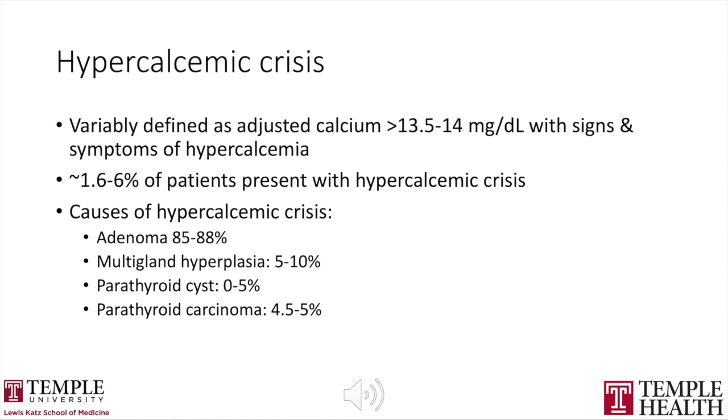You can also have parathyroid carcinoma. And this happens in about 4.5 to 5% of patients with hypercalcemic crisis. So it's important to note that while any patient having hypercalcemic crisis should trigger your thought process to worry about parathyroid carcinoma and treat the patient almost as if they have it, it is still important to recognize that this is still very rare, and the majority of patients with hypercalcemic crisis will still have a single gland adenoma.